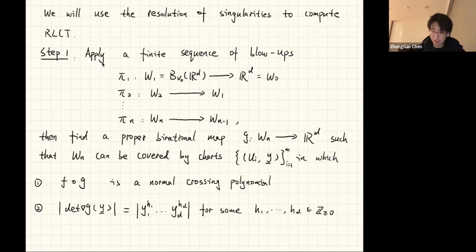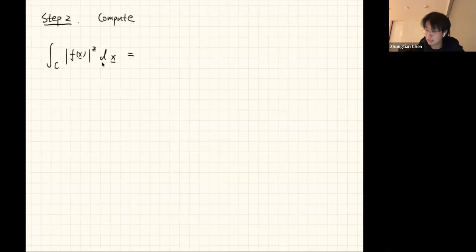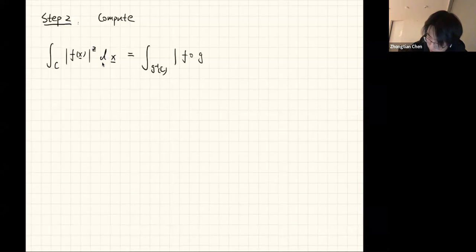Step one, we compute all this blow up. Then step two, we will compute this integral. We can do a change of variables, because G is proper, so this equality holds. And we can cover this because G is proper and the set stays compact, the pre-image is compact as well. Then it admits a finite cover.